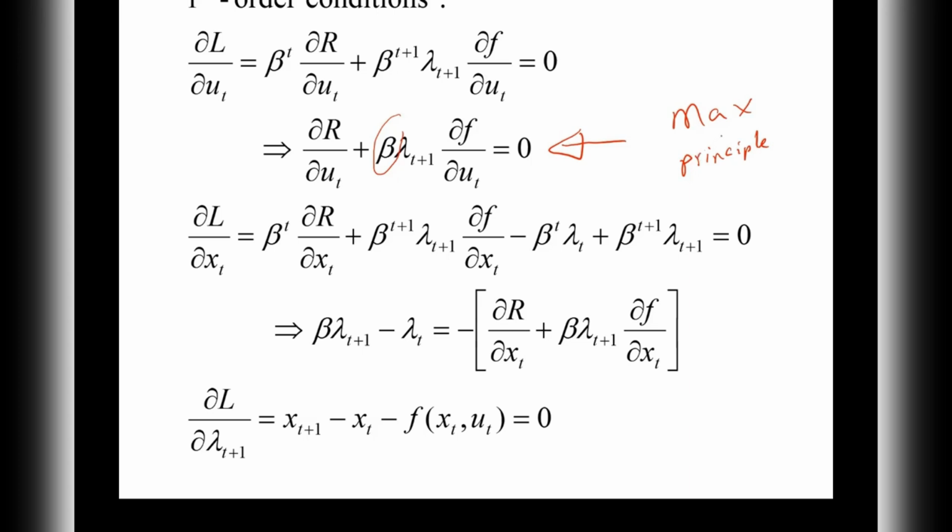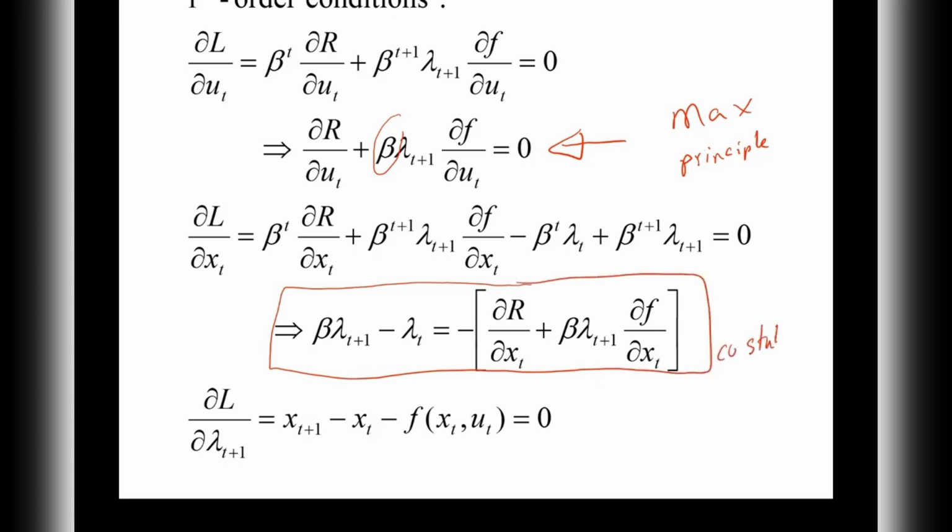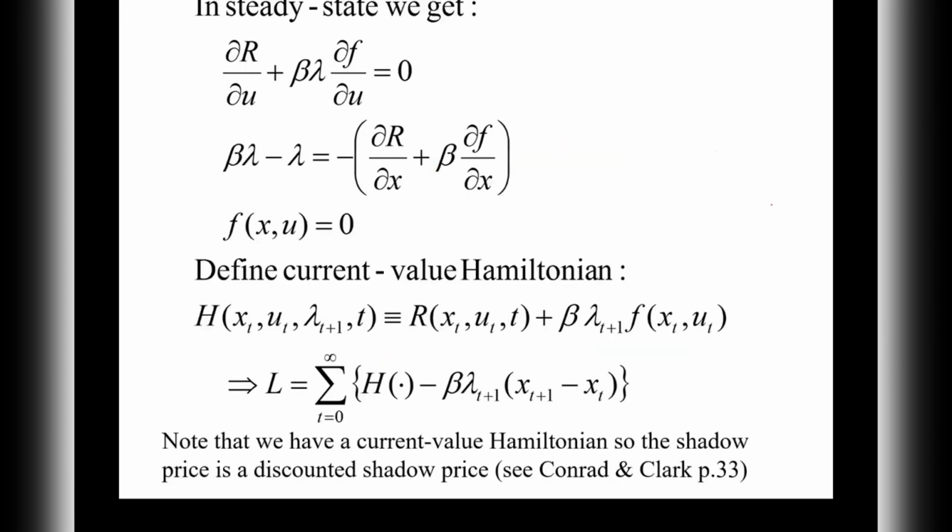If you then take the costate equation, you again get this expression with beta t throughout the left-hand side, which we then get rid of, and we end up with this result here. And this is our costate equation. And finally, we get the equations of motion back right here. So, in a steady state, where we set all the t's equal to each other, we get three expressions: the first one being the maximum principle, the costate equation, and we get the equations of motion back as well.